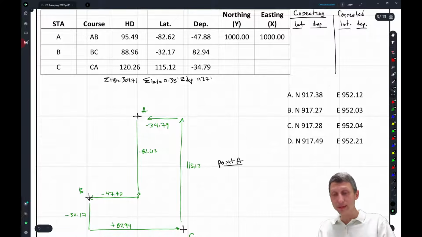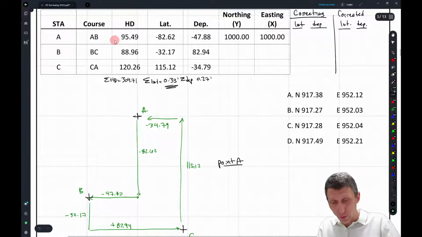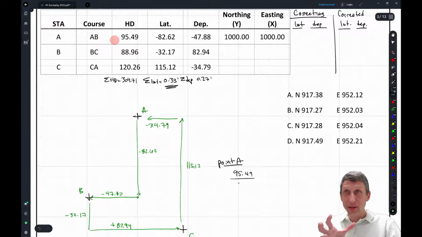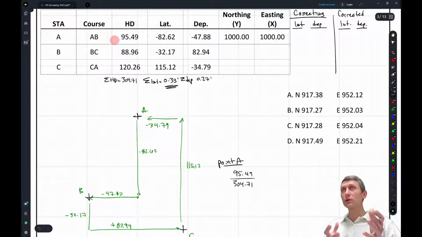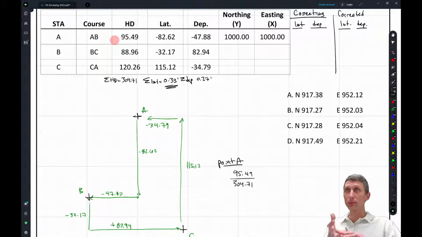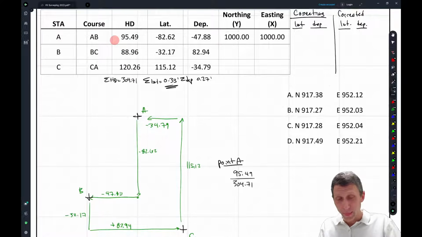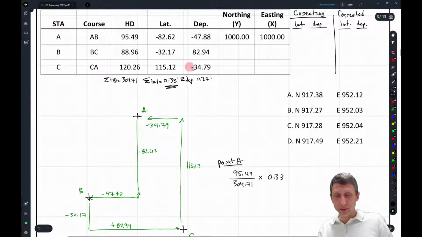And now I'm going to take these corrections and apply them based on the actual horizontal distance. So for point A, I have a horizontal distance of 95.49, and the factor that I'm going to use is to divide that by 304.71. This is sort of like the gravity model in transportation, or like moment distribution with the Hardy-Cross method. You're coming up with factors to distribute this based on some parameter. And then I'm going to multiply this by either 0.33 or 0.27.